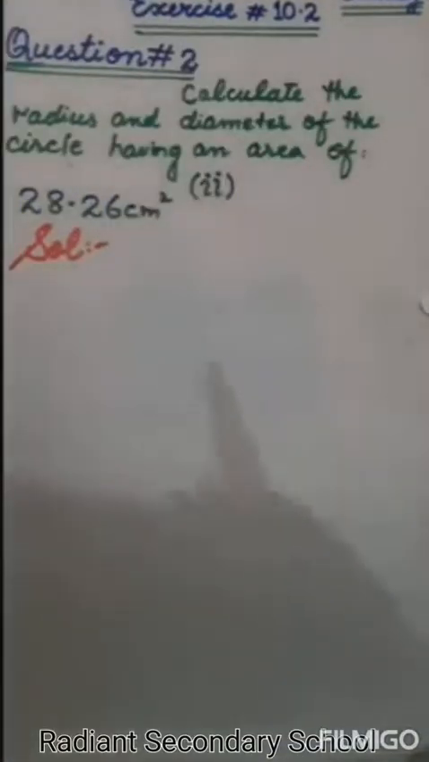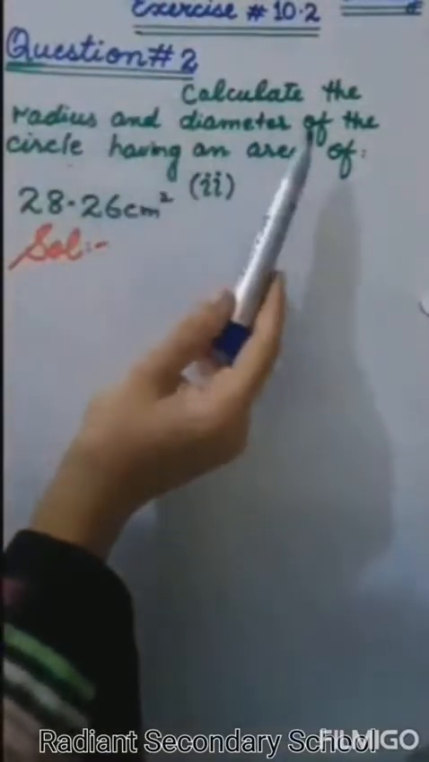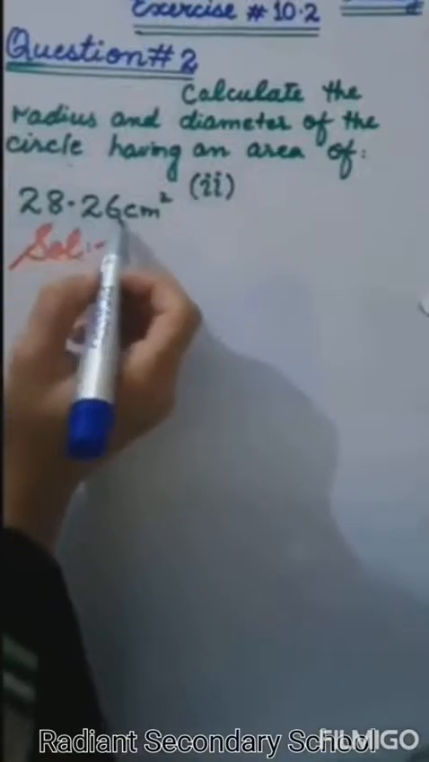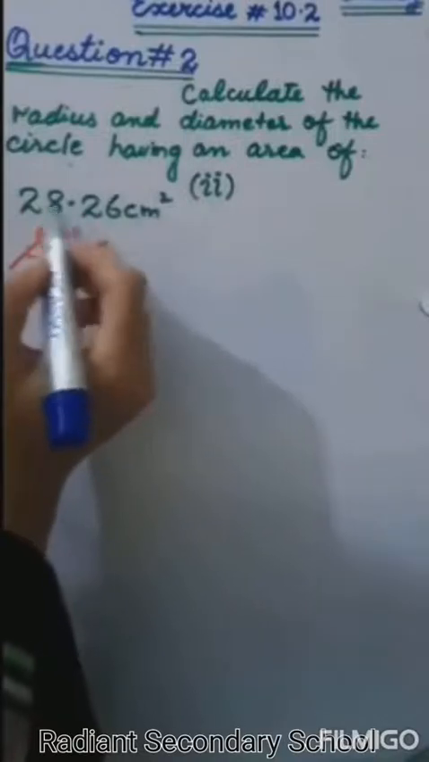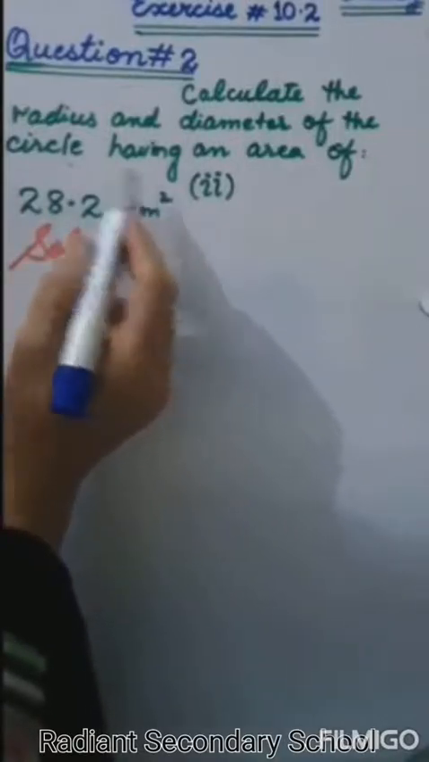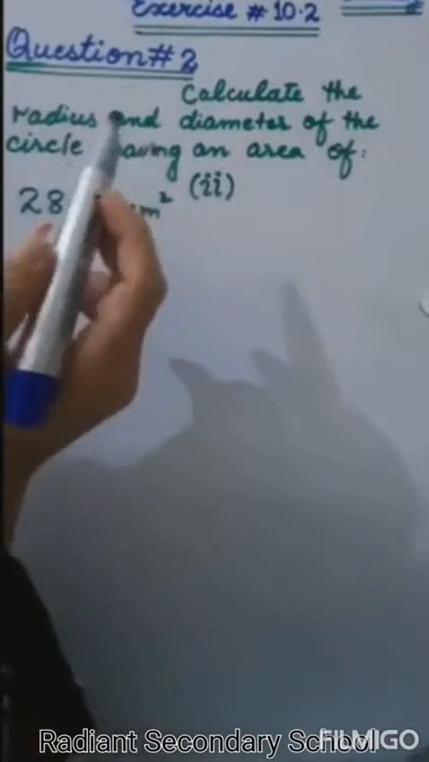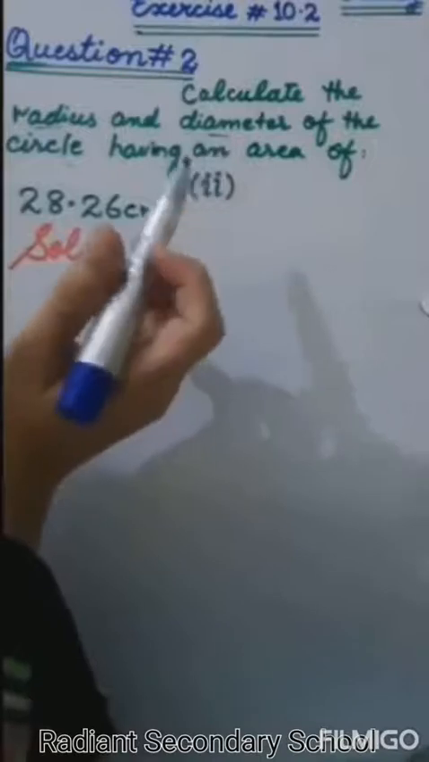Okay class, we have to do question number 2. Calculate the radius and diameter of the circle having an area of 28.26 centimeter square. That is our given area, and with the help of this area we have to find two things. Which two things? Radius and diameter we have to find.